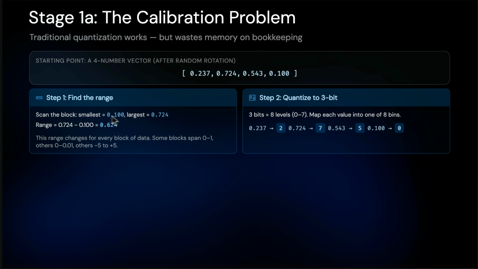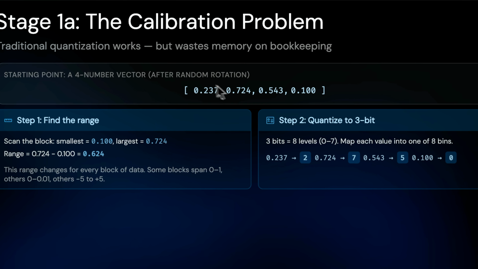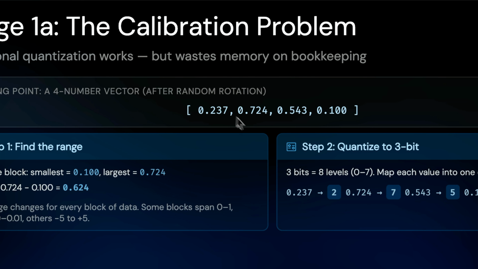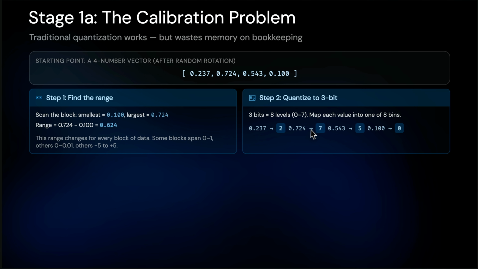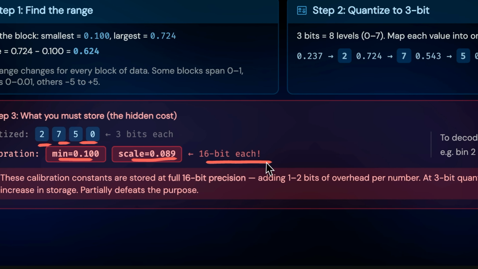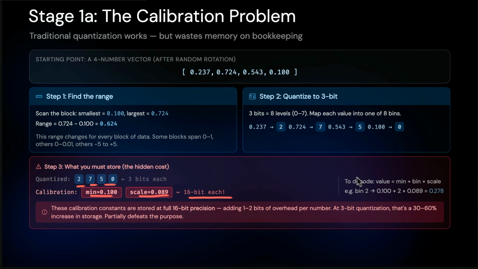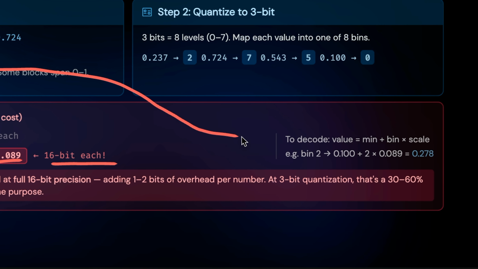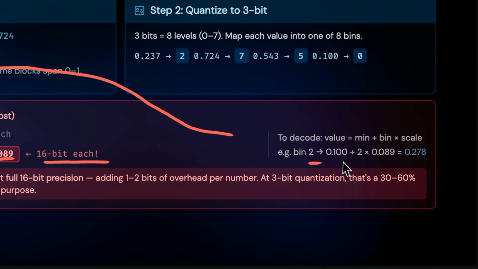Coming back to this slide, this is exactly what I'm saying. We find the range. Once we have the range, we divide into bins, and then we take something like 0.237 and see into what bin each of these values falls. So 2750, right? The calibration constants, minimum and scale, we have to store, and each of these is 16 bit. To decode, if you want to decode 2, you take the minimum, that is 0.100, plus bin into scale, that equals 0.278, which is close to our original vector.